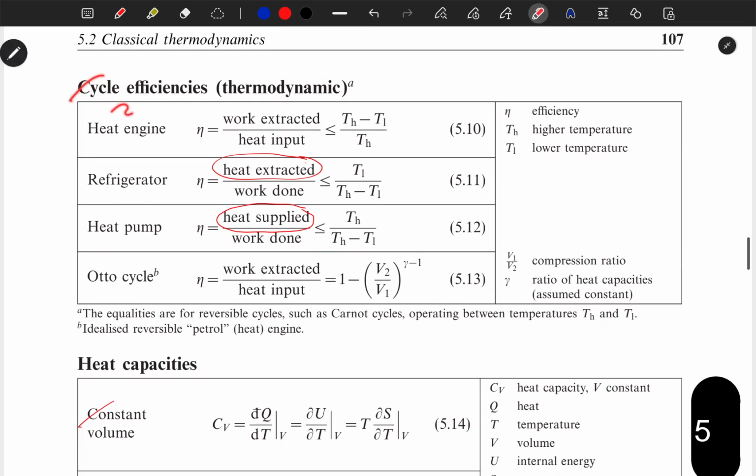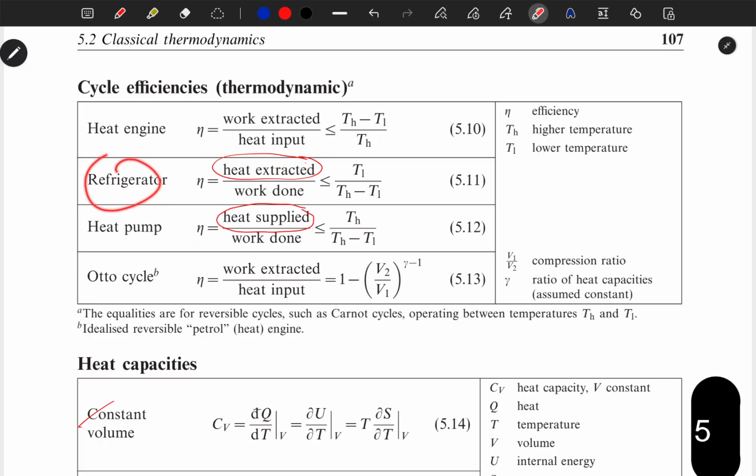So different cycles: for the Carnot cycle, the heat input and work extracted, the ratio between them is the efficiency eta. So (Th minus T1) by Th, where Th is the higher temperature. So 1 minus T1 by Th is the efficiency for a heat engine.